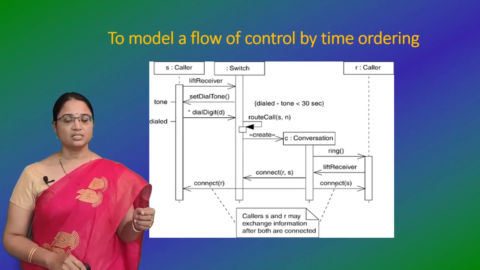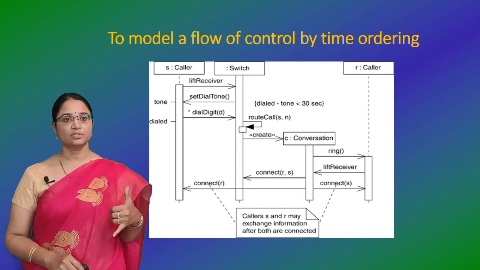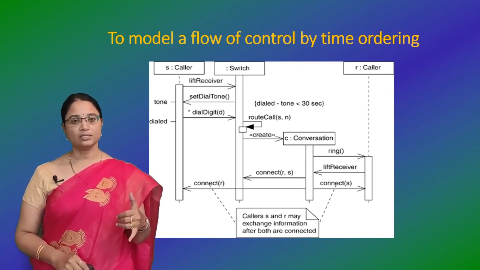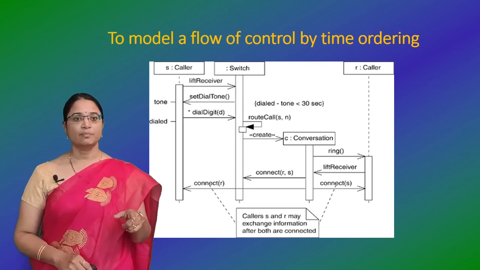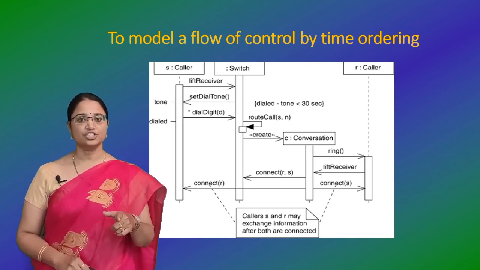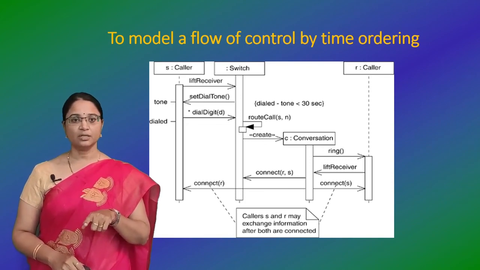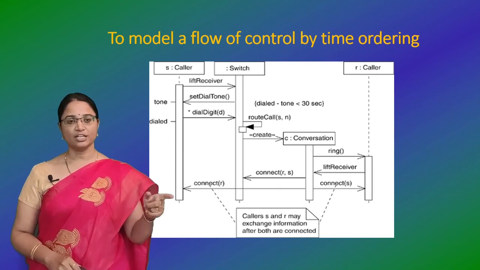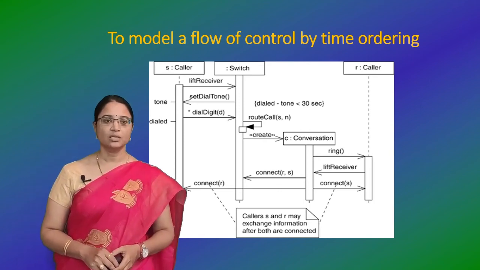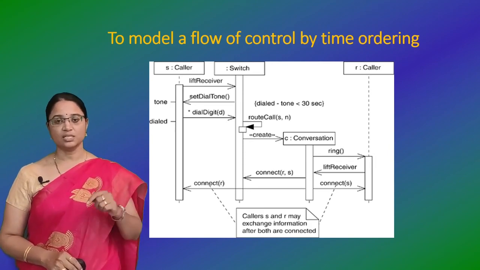Here, the sender sends the message. He wants to make a call to the receiver. So, first of all, he lifts the receiver and he will hear some dial tone. After hearing, he will dial some digits. Based on this, it will create a conversation and from the conversation, it will send a ringtone to the receiver. That ringtone will be heard by the sender also, and after connection, they both can speak together. This is how the communication can be done by using the sequence diagram.